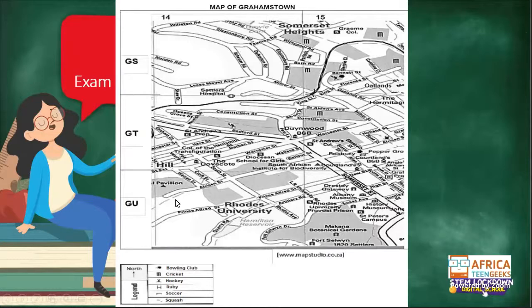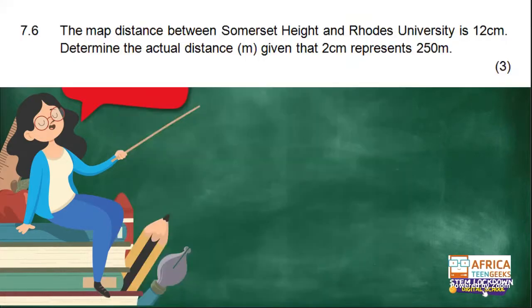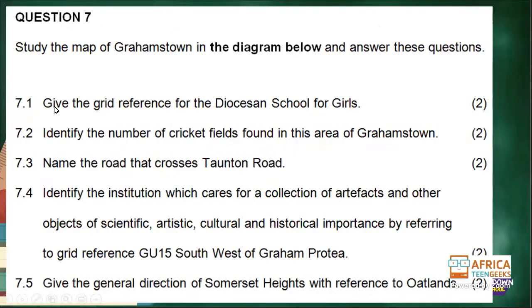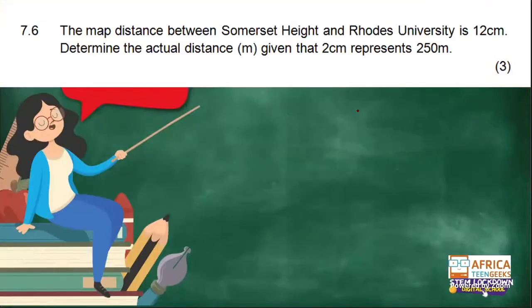Okay, now that we have a feel of how the map is like, let's look at our question. Okay, question 7.1. Give the grid reference for the Yosiken School for Girls, right? Where is the school for girls located? Give the grid reference. Okay, obviously in an exam, it is highly advisable to actually underline what you're looking for. Your brain remembers it much easier. Okay, so we're looking for that school.